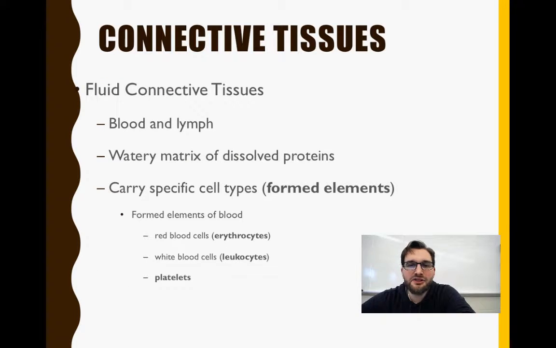Our fluid connective tissues include blood and lymph. These are the watery matrix of dissolved proteins. The fluid connective tissue can also carry specific cells that are formed in other portions of the body. The red blood cells we term erythrocytes. White blood cells we term leukocytes. And then also there are platelets found inside of our fluid connective tissue.